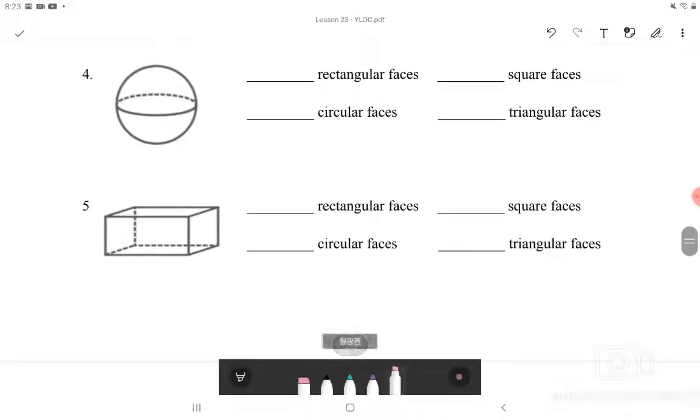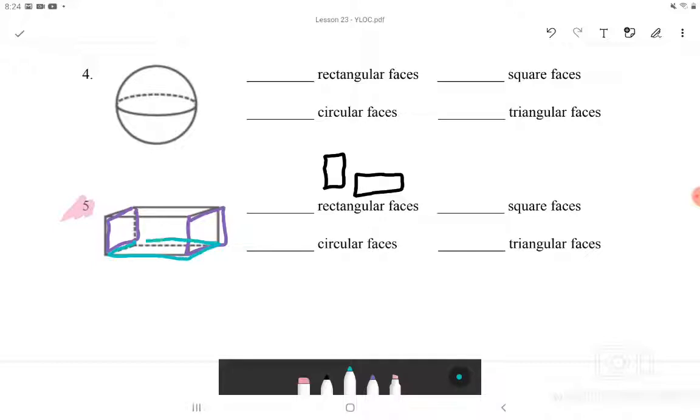I will also do number 5. And for this, we see that there is something like this. So we're going to count how many there are. There is 1, 2, 3, 4, 5, and 6. So we're going to put 6 here.